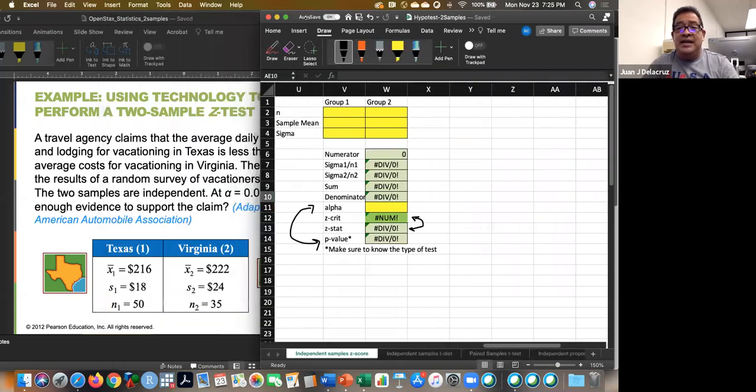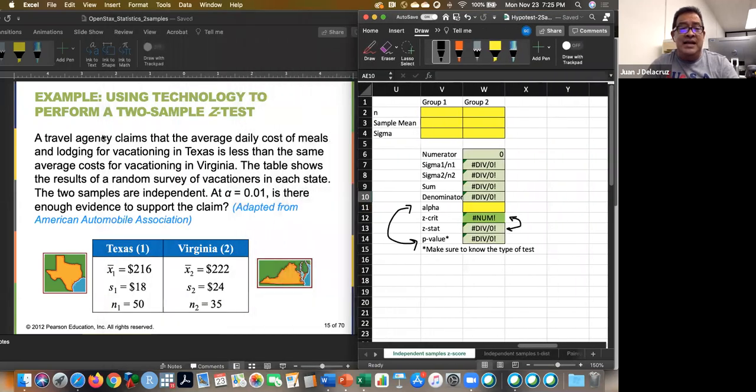So the case is basically a travel agency claims that the average daily cost of meals and lodging for vacationing in Texas is less than the same average cost of vacationing in Virginia. The table shows the results of a random survey of vacationers in each state. The two samples are independent, and at 1% level of significance, is there enough evidence to support the claim?